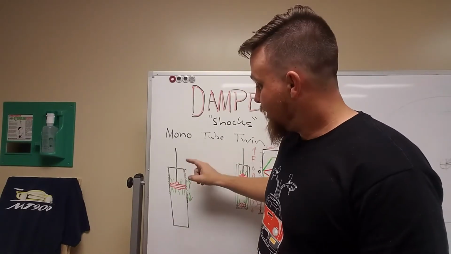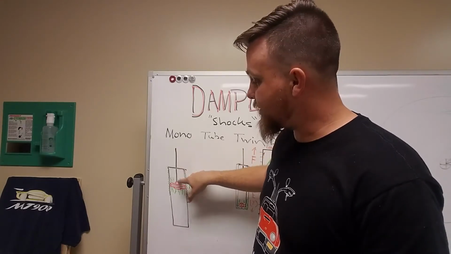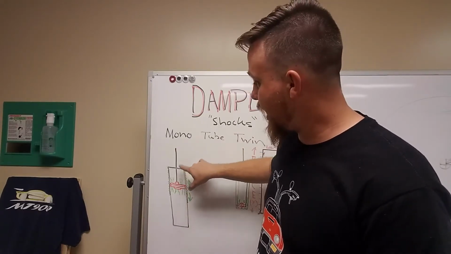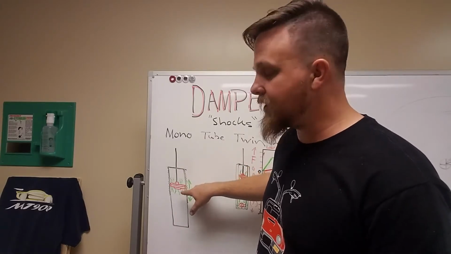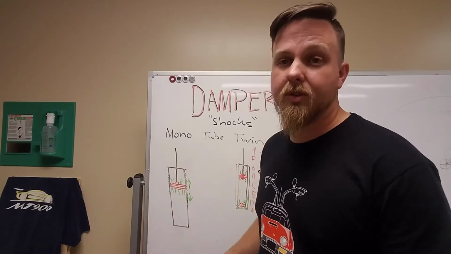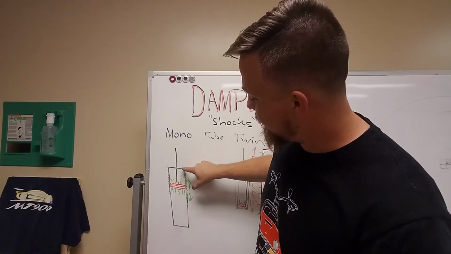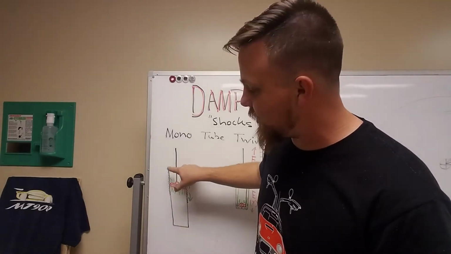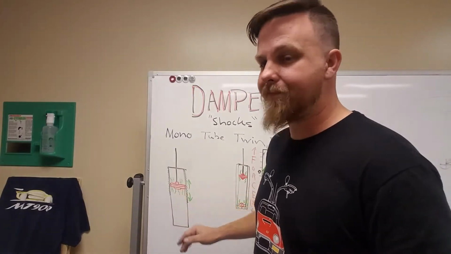That's it. You have your shock shaft. This is basically what moves up and down, and at the end of your shock shaft is your piston. Your piston is where you're valving in a monotube damper, and it's pretty much what controls how the damper behaves. And then the monotube is just simply the outer shell. There's one tube, that's all there is to it.